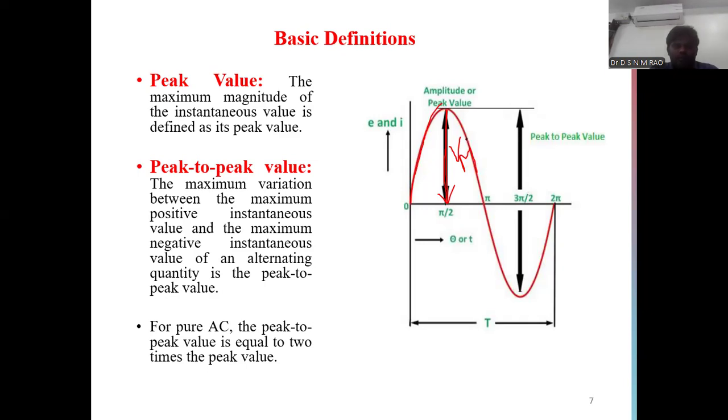Next one is peak to peak value. The maximum variation between the maximum positive instantaneous value and the negative maximum instantaneous value is nothing but peak to peak value. So for a pure sinusoidal signal, the peak to peak value is 2 Vm. This is the Vm from 0 to positive maximum Vm, and from 0 to negative maximum minus Vm. So for a pure sinusoidal waveform, peak to peak value is 2 Vm or 2 Im.